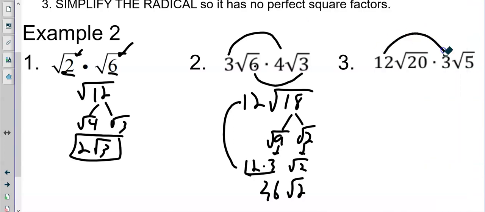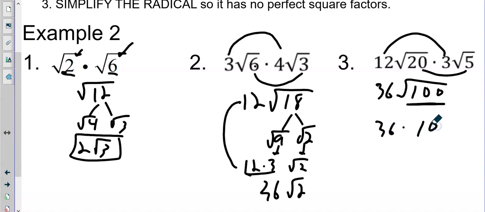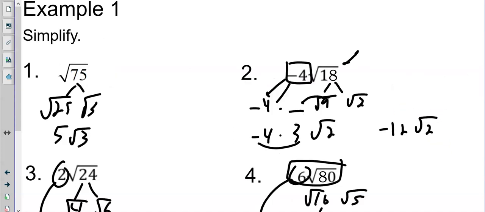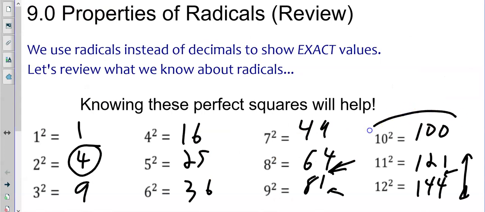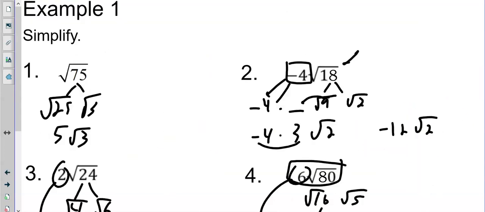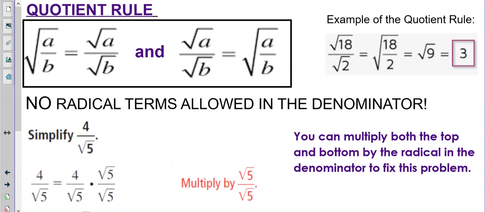So here, outside times outside is 36. Inside times inside is 5 times 20 is 100. Now this one is nice because this is already a perfect square. So I'm just going to have 36 times 10, which is 360. Final answer. So if this ever ends up being a perfect square, which again is on that list right there, we just go right to 10. Simple enough.